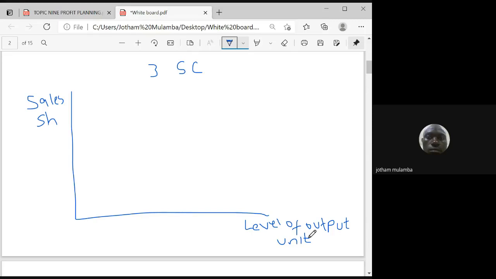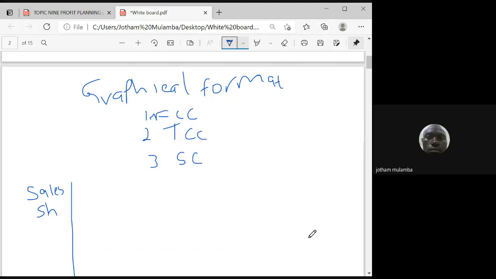Now, because we have said we'll have 3 curves, the first curve will be the fixed cost curve. Who can define for us fixed cost? Felista Mutui, define for us fixed cost. Stella Wanjiku.